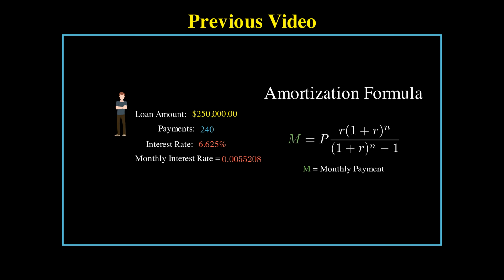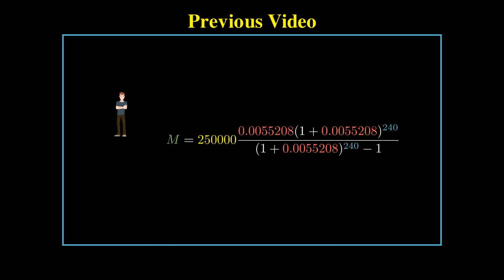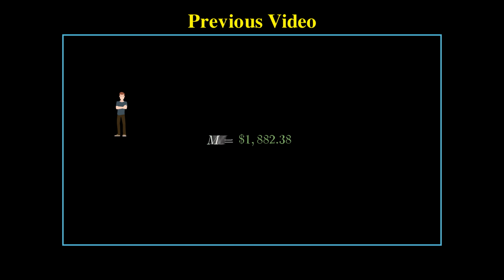Just like we did in my previous video on how loans work, this formula takes the loan amount, the interest rate, and the total number of payments to calculate the fixed monthly amount you'd have to pay over time. It's the core of how banks structure loan repayments.